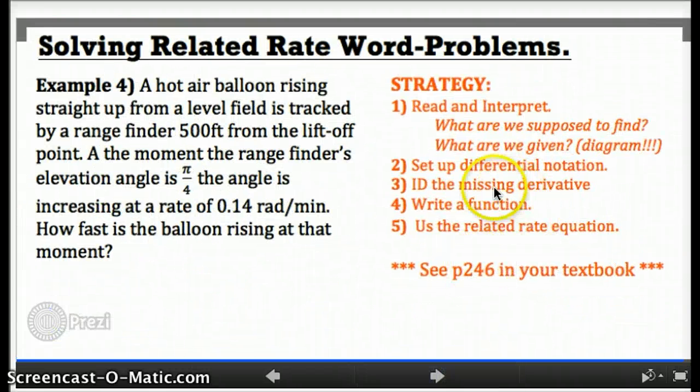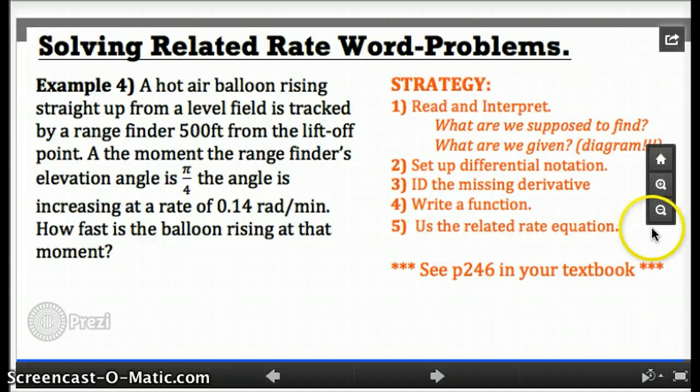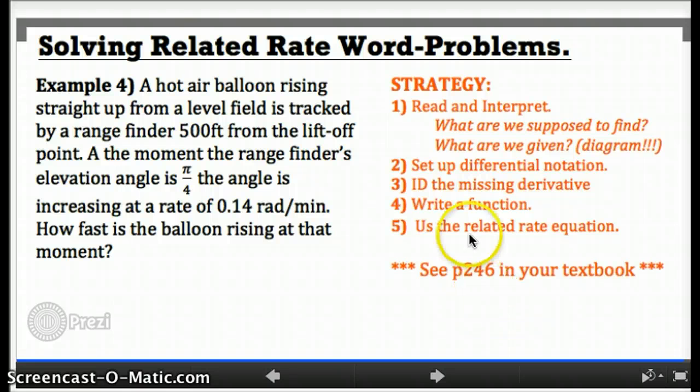When you know what the missing derivative is, you're going to write a function that has the correct output and input that you need. For example, in our balloon problem, we needed the output to be the volume and the input to be radius. From there, you're going to use the related rate equation. Typo right here, use. If you want to read about the steps in more detail, page 246 in your textbook has really a very good explanation of how you start this process.